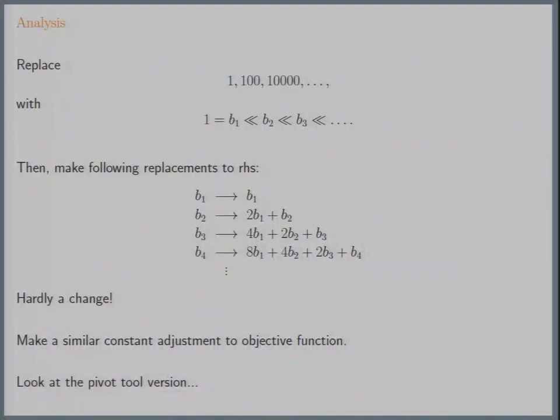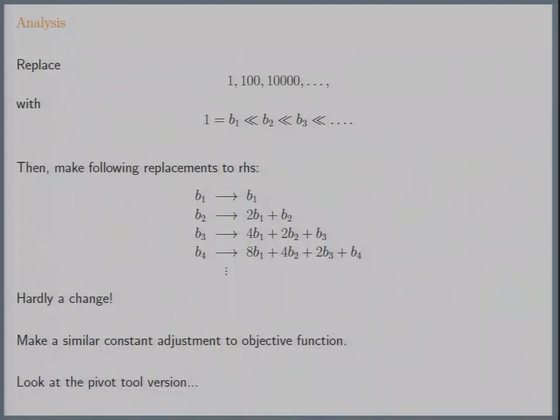I think it's fun and interesting to understand this fully. And the original Klee-Minty paper is a little bit hard to read, I thought. And so I spent some time thinking about it and came up with, I think, a good way to understand the Klee-Minty problem. First of all, these numbers 1, 100, 10,000 are not terribly important. We really just want a sequence of numbers B1, B2, B3, and so on that are increasing very rapidly.